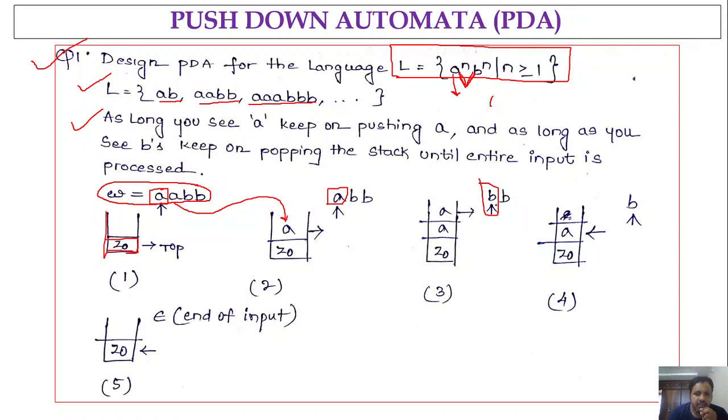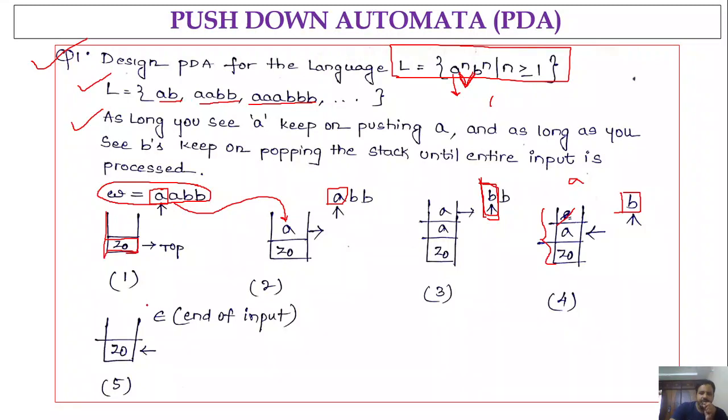What is your input symbol here? B. So the moment when you get B, pop the stack. Once you pop the stack, what comes out of the stack? That is A. So just pop the stack. Then what is the content of the stack? Z naught A. And the next input is B. What happens if the next input is B? Again pop the stack.